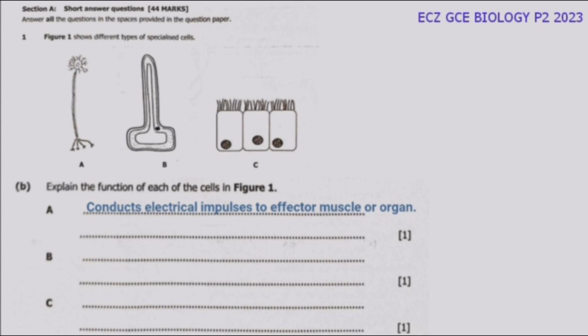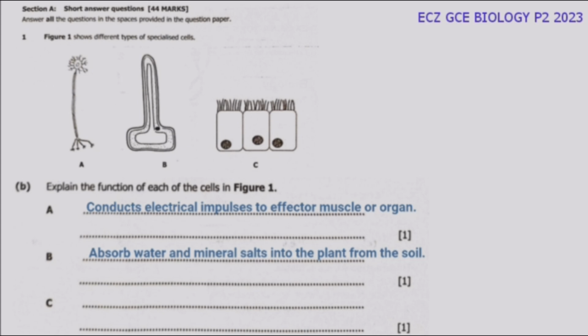Okay, now we come to cell B, which is root hair cell. What is the function of root hair cell? The function of root hair cell is to absorb water and mineral salts from the soil into the plant. Okay. Now, what is the function of ciliated cell?